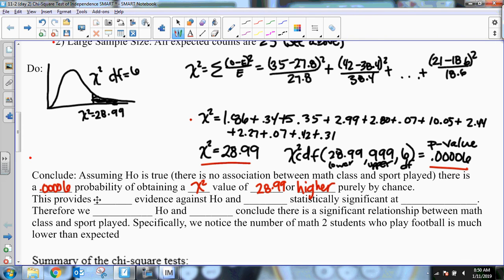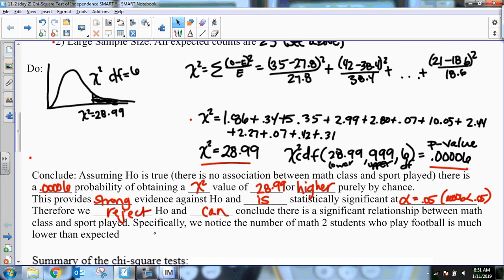Because this p-value is small, I'm going to say this provides strong evidence against the null hypothesis and is statistically significant at alpha equals 0.05 because 0.00006 is less than 0.05. Therefore, we reject the null hypothesis and can conclude there is a significant relationship between math class and sport played. Specifically, we notice the number of Math 2 students who play football is much lower than expected. This last sentence is another way that you could write the follow-up.